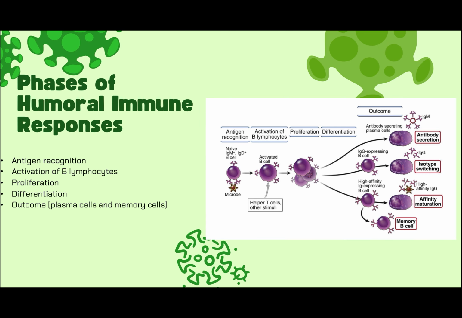So the B cell immune response goes through a variety of phases. First phase is antigen recognition, where the cell recognizes an antigen on the microbe. Then it activates and goes through proliferation, where the cell multiplies, and differentiation, where the BCR differentiates. After this, it'll produce effector cells such as plasma cells and memory cells.